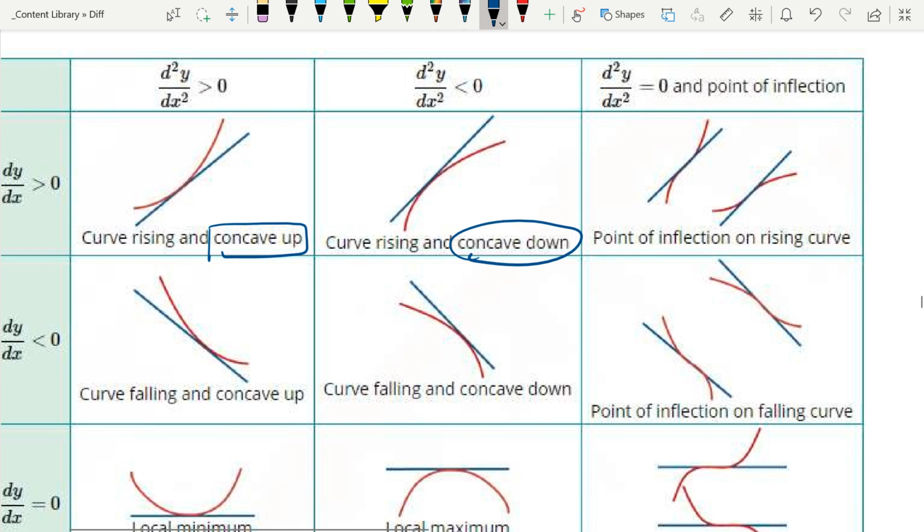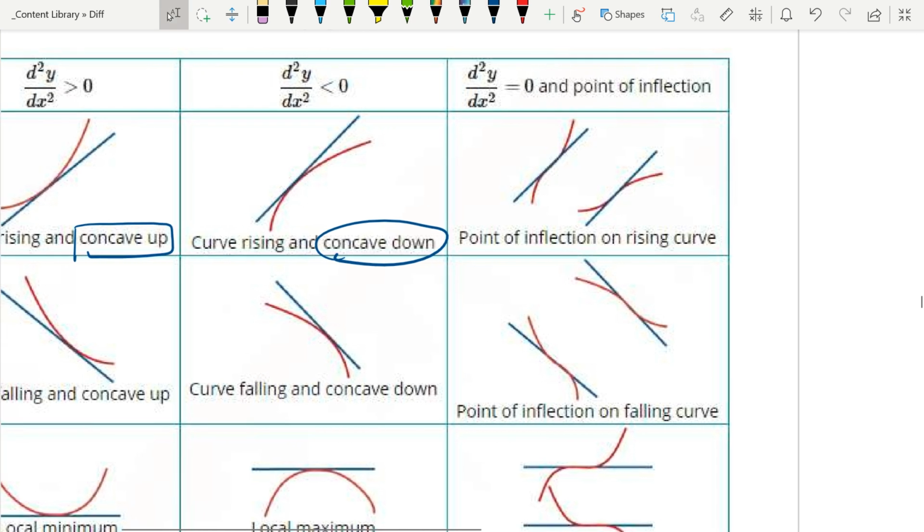Oppositely, if we have this part of the graph, we sketch the tangent at any point. You should have the tangent above the graph. Look at all these graphs in the second column. It doesn't matter whether it's increasing, decreasing, or stationary. They are below the tangent, the graph is below the tangent. So that's concave down.